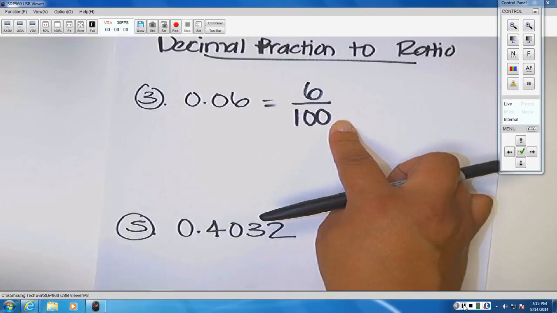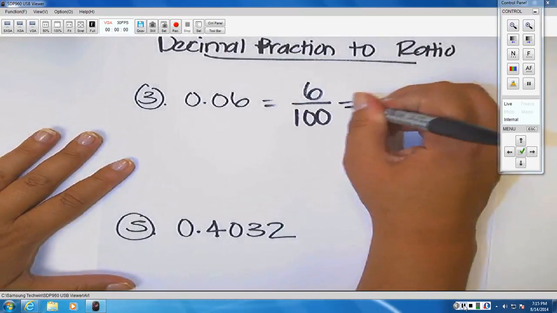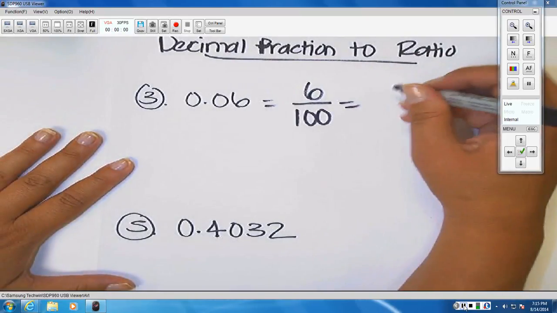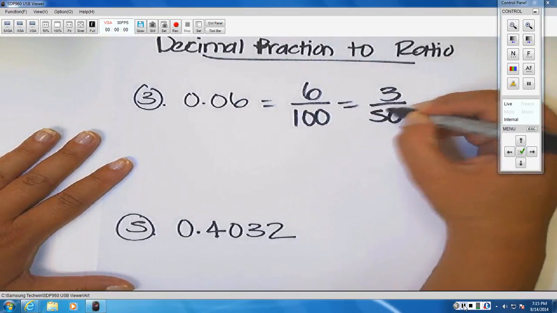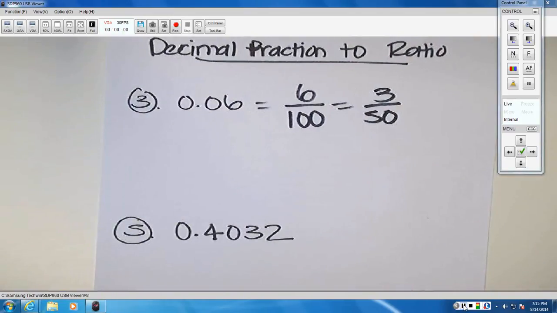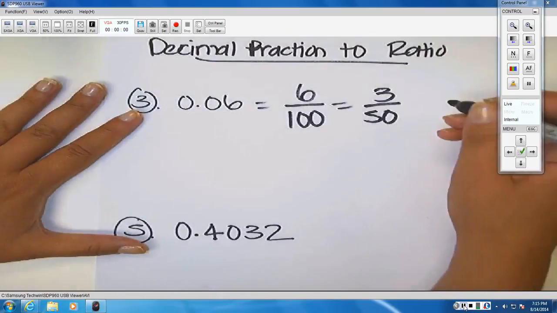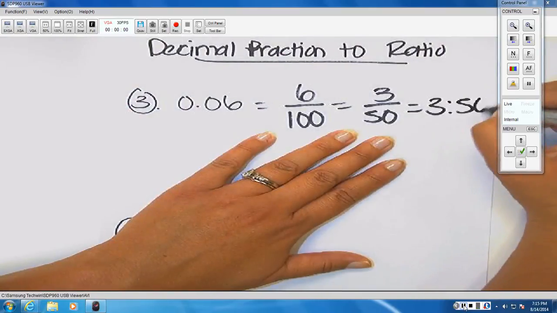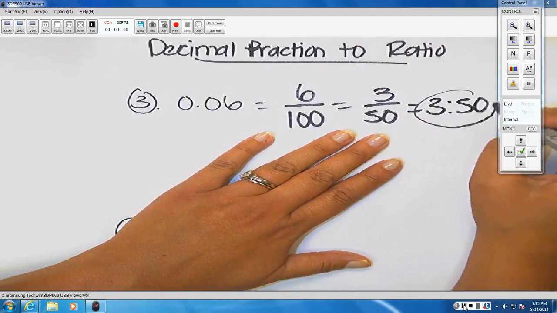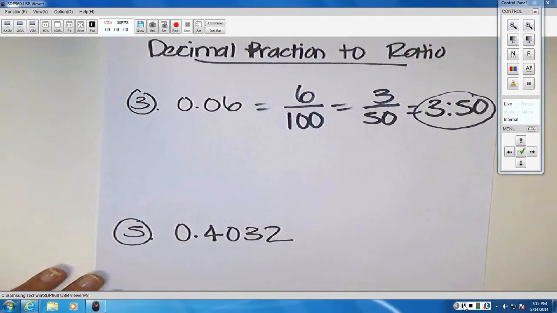I know that 2 will go into both of them. 2 will go into 6 3 times. 2 will go into 100 50 times. And now 3/50ths is reduced to its lowest form. So we're just going to take that and simply turn it into our ratio. So we have 3 is to 50. And that's our answer. Okay.